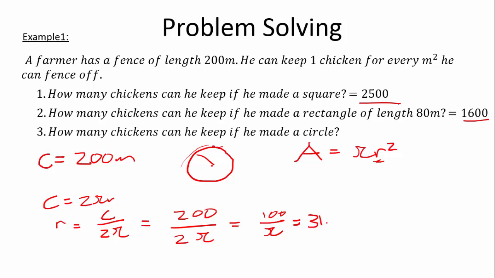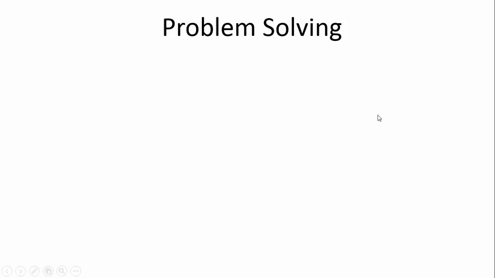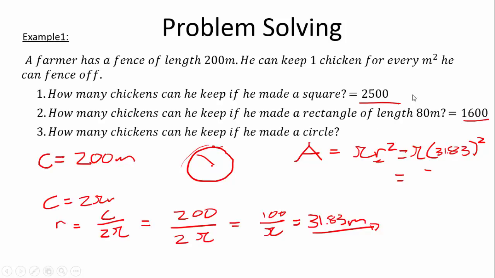So that's 31.83 meters. Okay. So now the area is equal to pi times 31.83 squared. Let's calculate that whole sum, pi multiplied by 31.83 squared, and that is going to equal 3,000. Oops, let's write that again. We've gone too far forward.